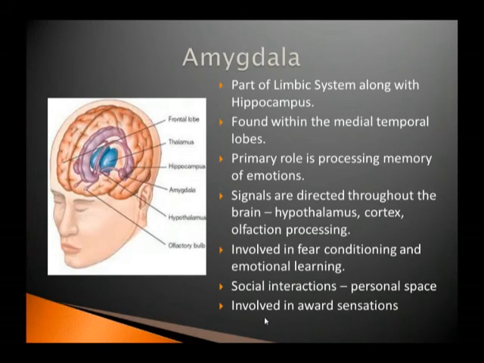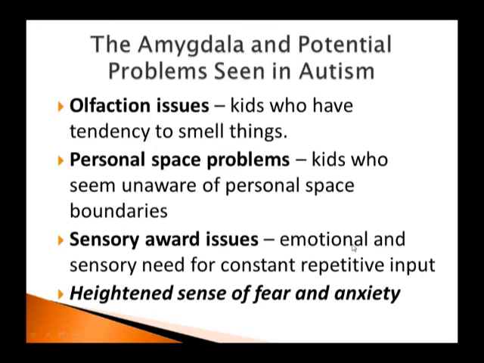We know that the amygdala is involved in sensory rewarding. If we go back here where it says involved in award sensations, this can certainly be an issue. Emotional and sensory need for constant repetitive input, constant repetitive behavior can be a problem seen in the amygdala. And then just a heightened sense of fear and anxiety can come about when there are issues occurring within the amygdala and the information that it transmits out to the rest of the brain.